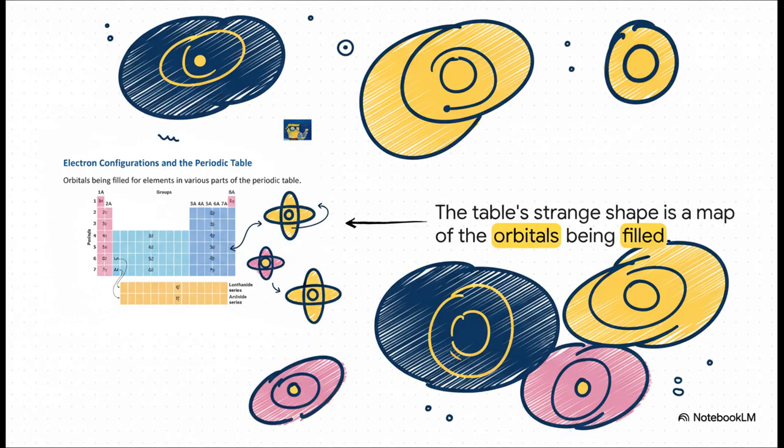And now, this is the moment where it all clicks. The periodic table's strange shape suddenly makes perfect sense. It's not random at all. It's a direct map of these electron orbitals being filled. The first two columns, that's the s block. The big block over on the right, that's the p block. The metals in the middle make up the d block. And those two lonely rows at the bottom, the f block. The code is cracked. The shape is the code.